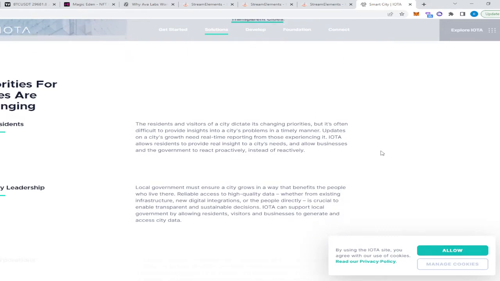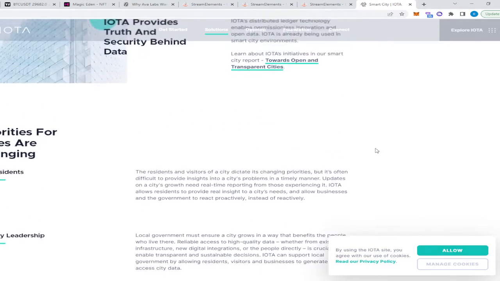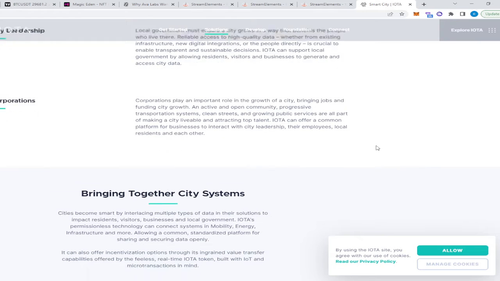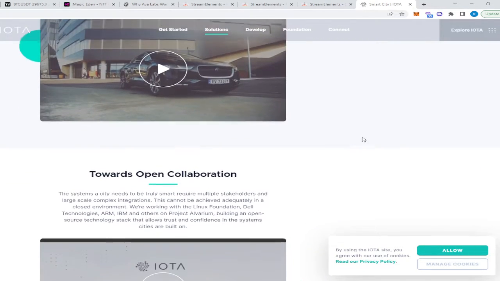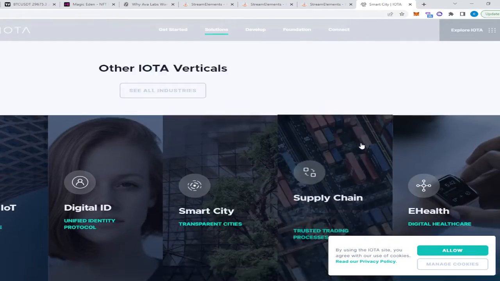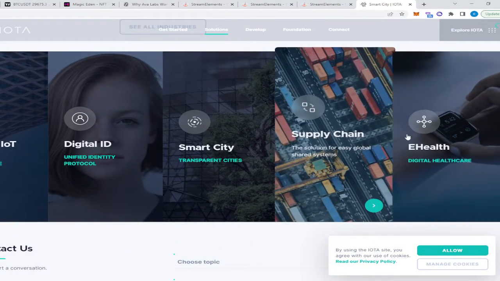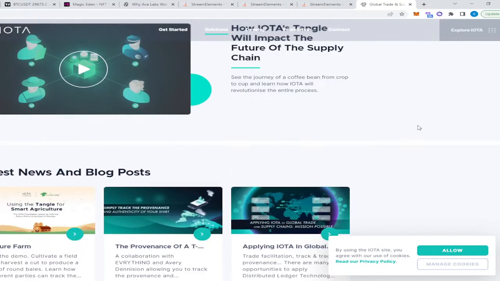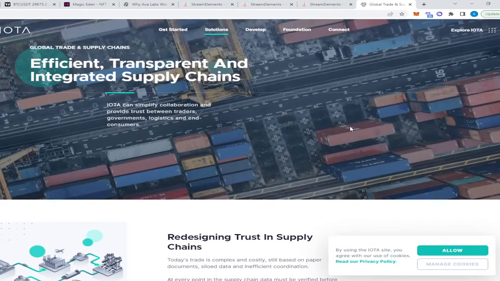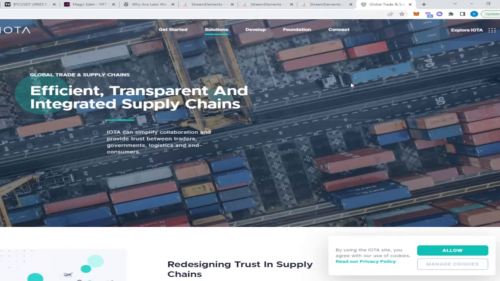It says, you know, so you can go ahead and read this. I'm not going to go into all of this right here, but you can go into this and read the rest of it. So supply chain, e-health, you guys can read the rest of that. Just go to the website, IOTA.org, you can read the rest of that.